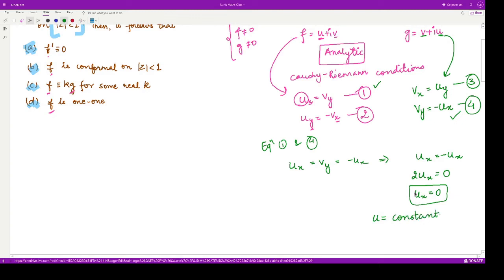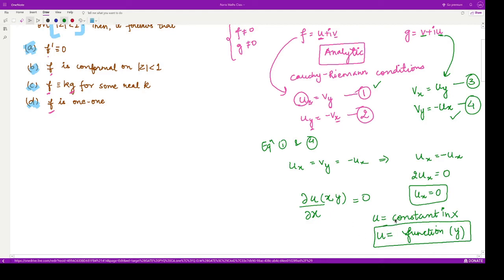Because the function is basically a function of both x and y, and we are taking its partial derivative with respect to x. So now if its partial derivative with respect to x is 0, that means u is constant in x, or you can say u is some function of y only, right? Some function of y only. So this information we have about u.